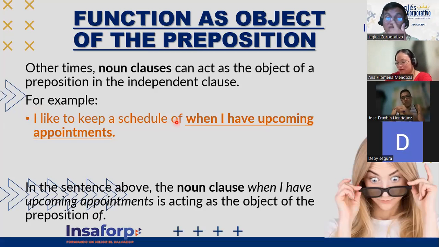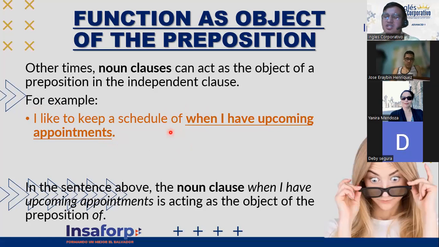When I have an upcoming appointment. You see? So it was not difficult. It's just that sometimes it's difficult to formulate the question. But now, in this one, it's very easy to identify it. Why? Because when a noun clause is functioning as object of the preposition, we will easily identify it. First, because before the noun clause, we will always have what? A preposition.